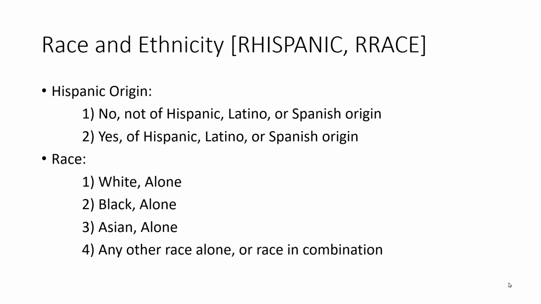Race and ethnicity is composed of 2 variables. This is common for the census. There's one on race and one on Hispanic ethnicity. And they are coded as follows. For the Hispanic question, which is labeled R Hispanic in the data file, 1 is not Hispanic and 2 is Hispanic. And then for the race variable, which is R race, that's R for respondent, 1 is white, 2 is black, 3 is Asian, and 4 is any other race or any combination of races.